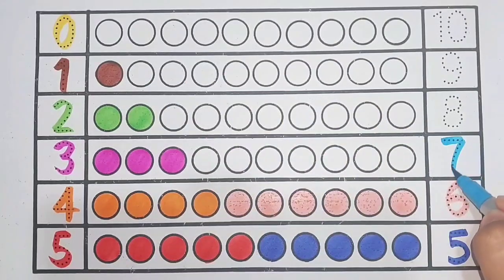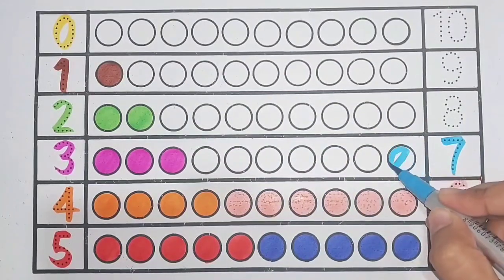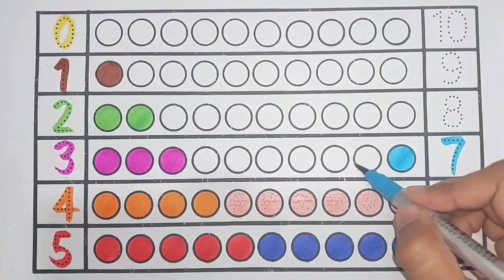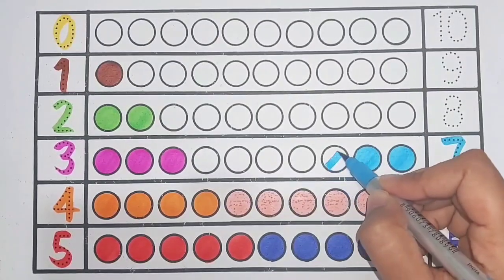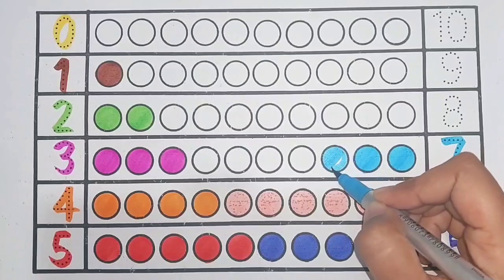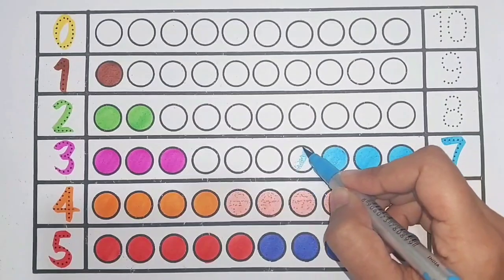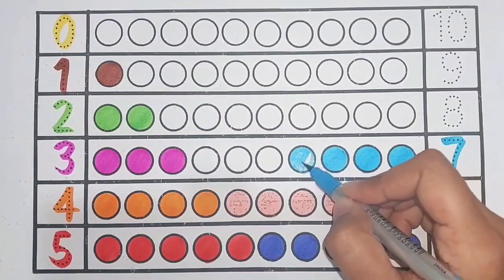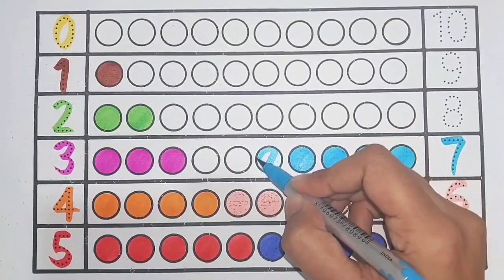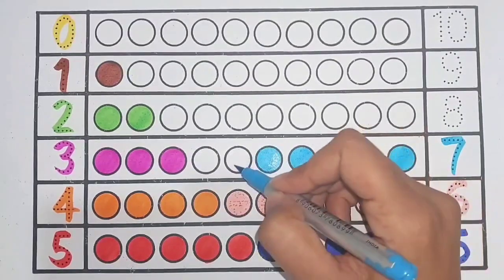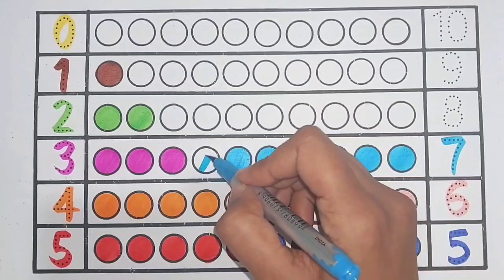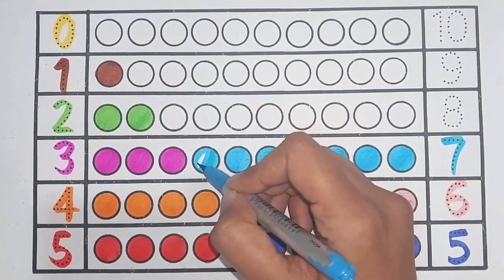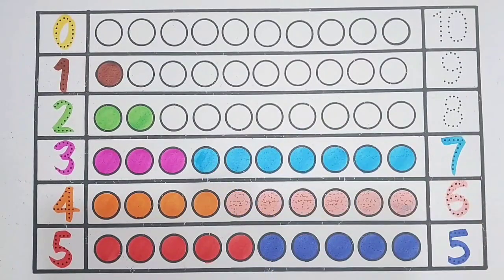Sky blue color 7, 1, 2, 3, 4, 5, 6, 7, 7 circles.